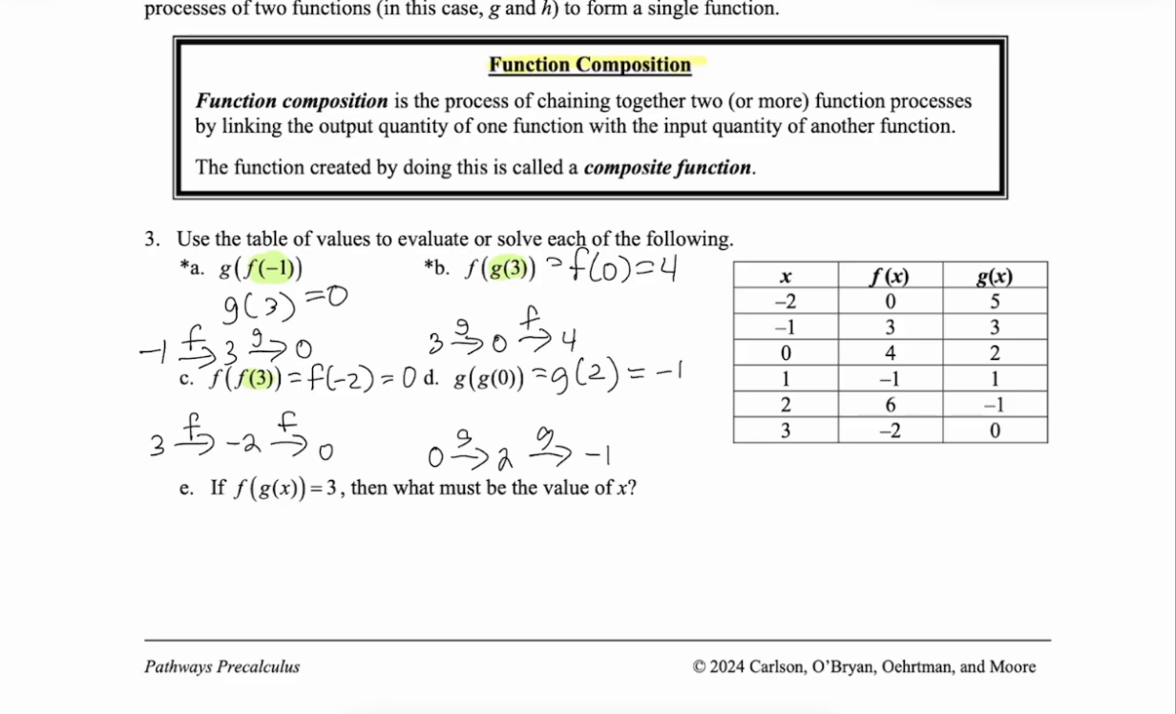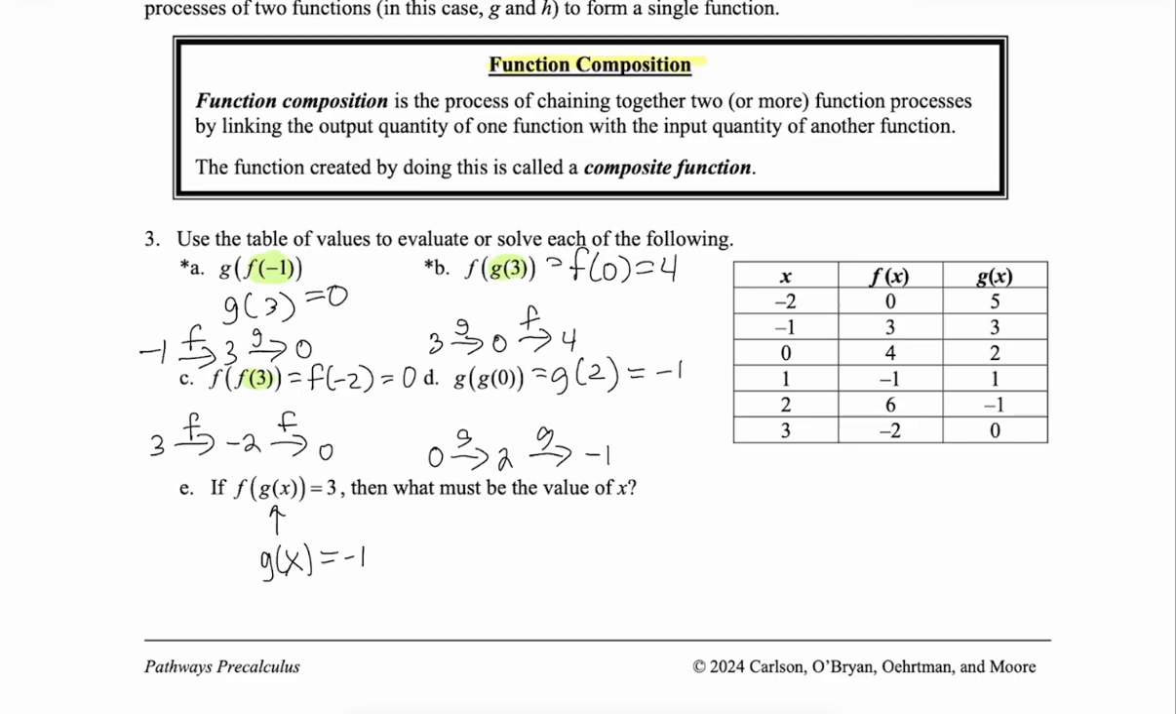Okay, so this is what I think of for E. I am going to pretend that this isn't here. I'm going to say, where on my f function will I have an f of x value of 3? So we're going to go down this chart and look, where is our f value 3? It happens when x is negative 1. So this has to be negative 1 for that to happen.